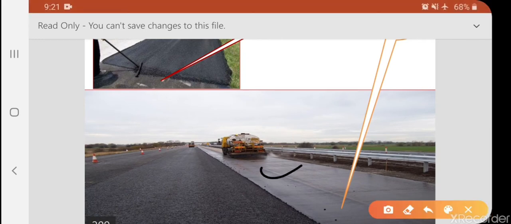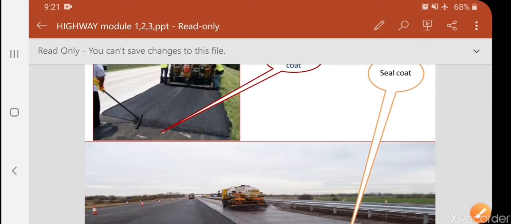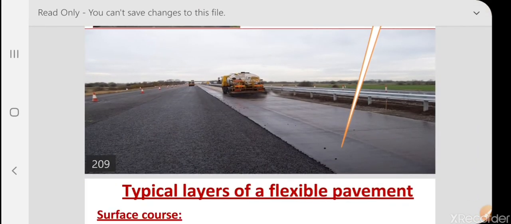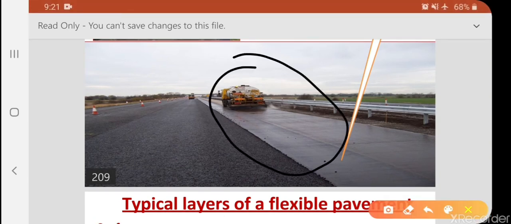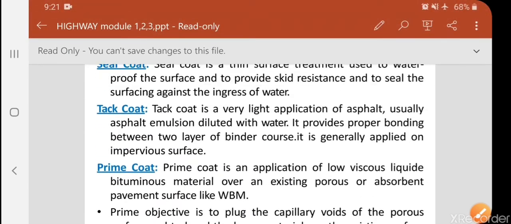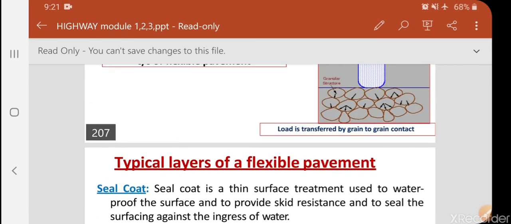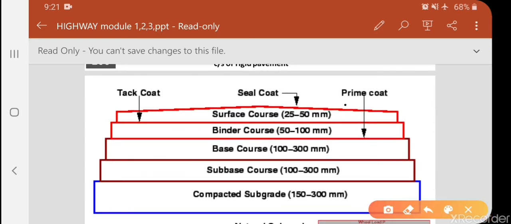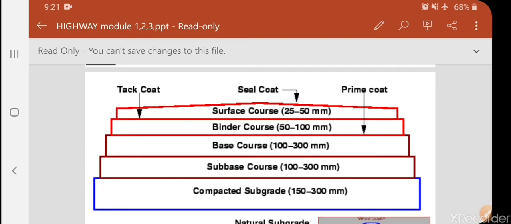This will be our seal coat. Here we can also see the prime coat. The prime coat is below the seal coat. Over that prime coat there will be a seal coat. See here, we are providing a seal coat. The main purpose of the seal coat is waterproofing. After the seal coat comes the surface course, around 25 to 50 mm. Below the surface course, a 50 to 100 mm binder course will be there.